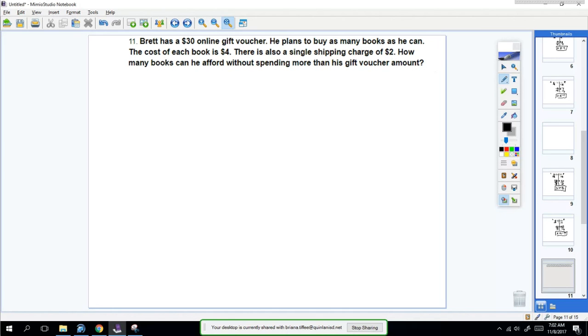Okay, so he has his $30. He cannot spend more than $30. So that means the sign has to be either less than, but he says he can spend it all, so it means it can equal it. So it has to be less than or equal to $30. It cannot exceed $30. Well, each book is $4, so it means 4x plus a $2 shipping fee. Well, this is our inequality, so now we're going to solve it.